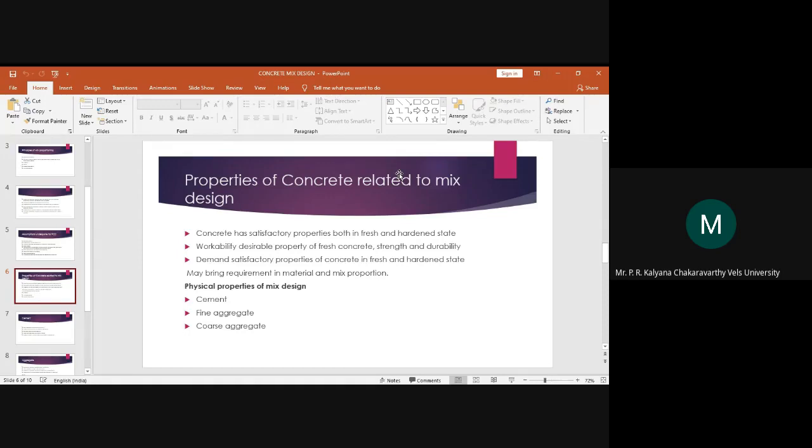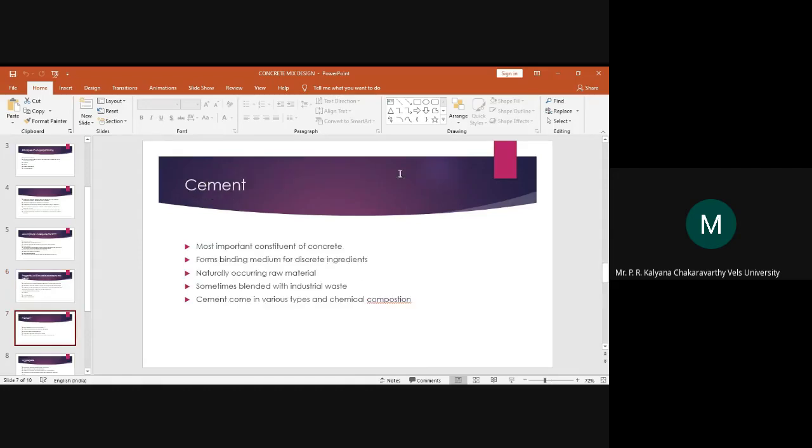The physical properties of your mix design: cement, fine aggregate, coarse aggregate, and water are the parameters mainly used. Cement is the most important constituent. It is a binding medium for the discrete ingredients used in concrete.